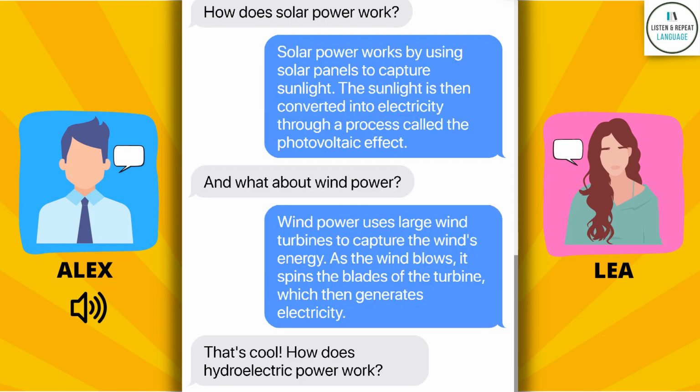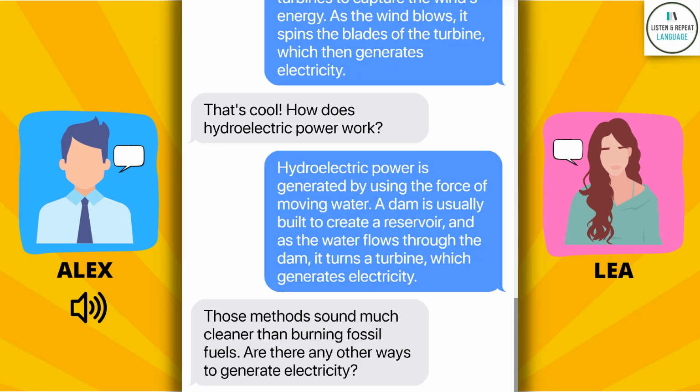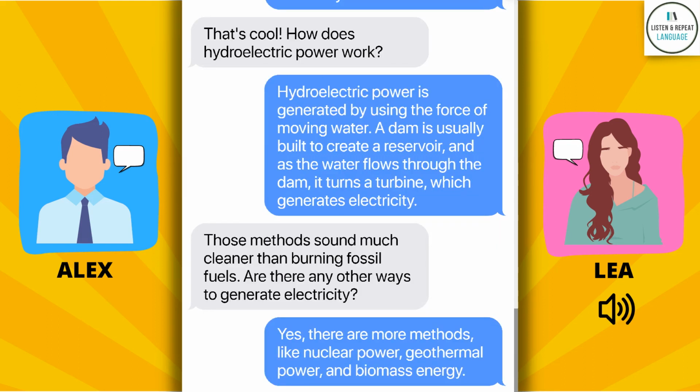That's cool. How does hydroelectric power work? Hydroelectric power is generated by using the force of moving water. A dam is usually built to create a reservoir, and as the water flows through the dam, it turns a turbine, which generates electricity. Those methods sound much cleaner than burning fossil fuels. Are there any other ways to generate electricity? Yes, there are more methods, like nuclear power, geothermal power, and biomass energy.